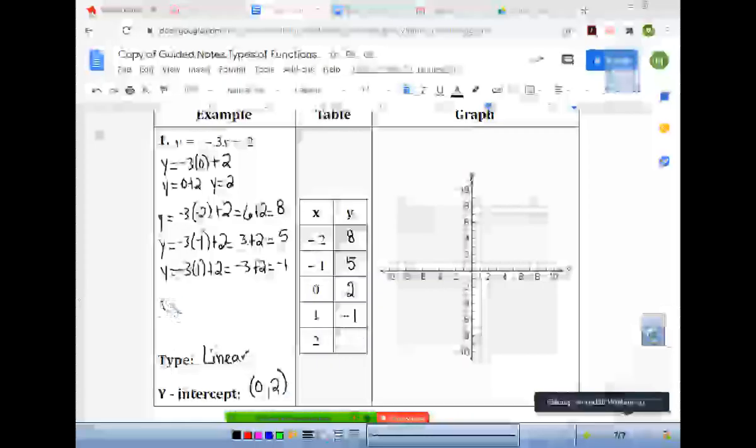And then our last one is 2. So plug in 2 for x. -3 times 2 is -6, plus 2. -6 plus 2 is -4.